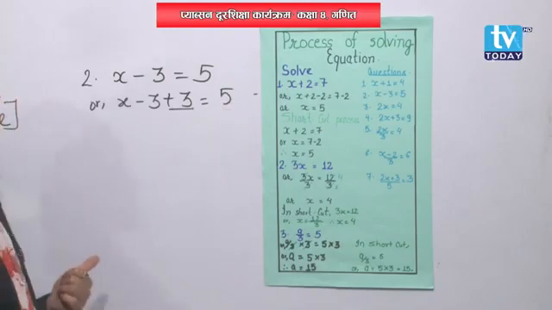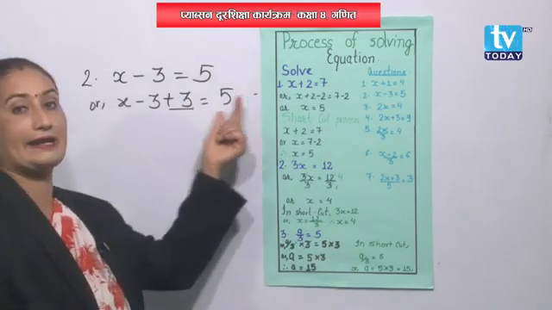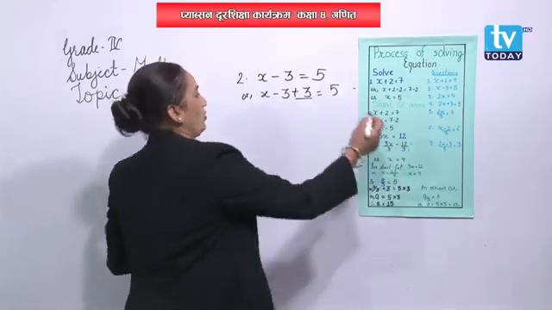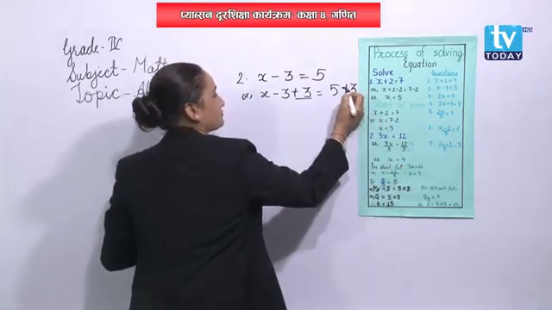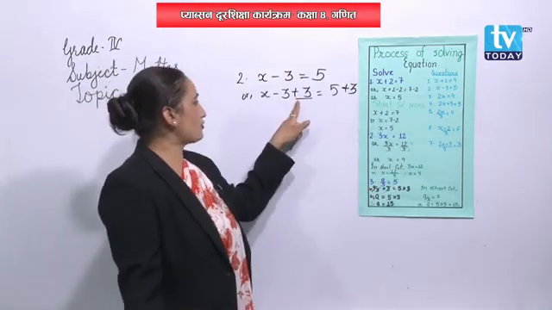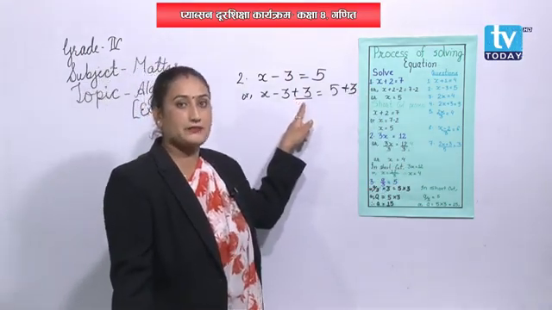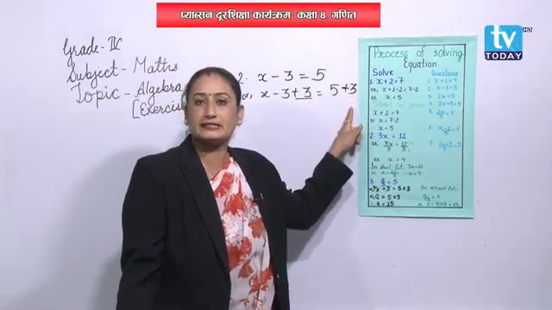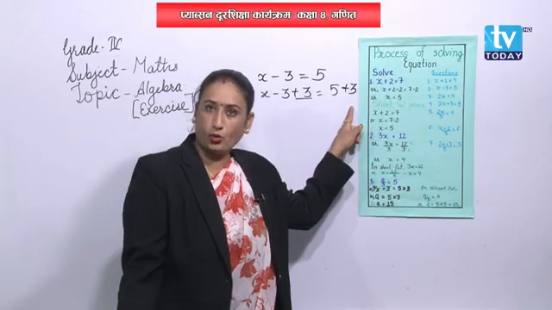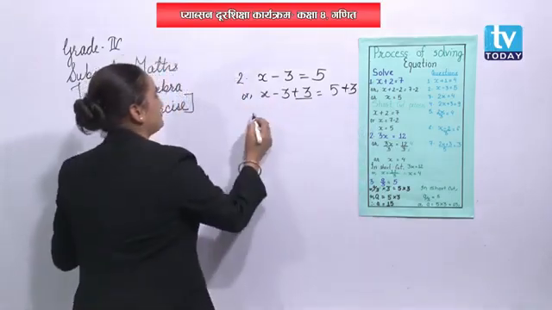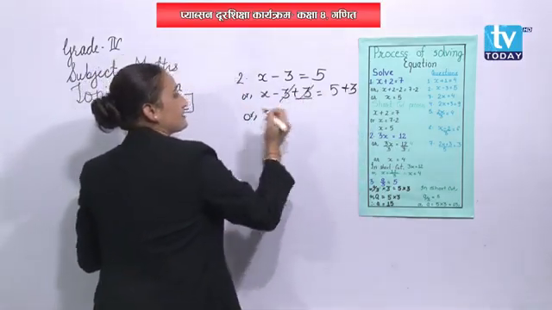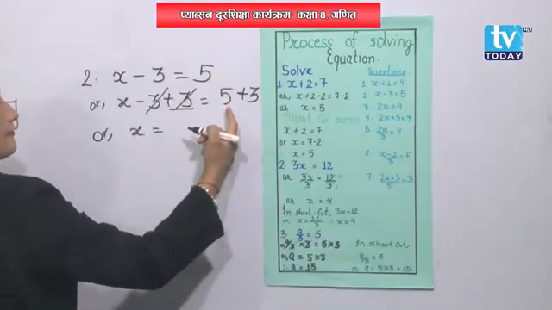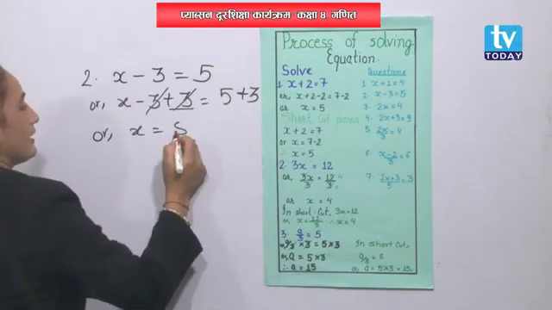Whatever sign and number you put, please put the same sign and number at the back side also, in right hand side. So, 5 plus 3. Are you getting me? Plus 3 you have kept here. So, the same number with the same sign you have to put at the back side in right hand side. Okay. So, here this and this they are same. So, let's cut it. So, write down here X equals to 5 plus 3, 8.